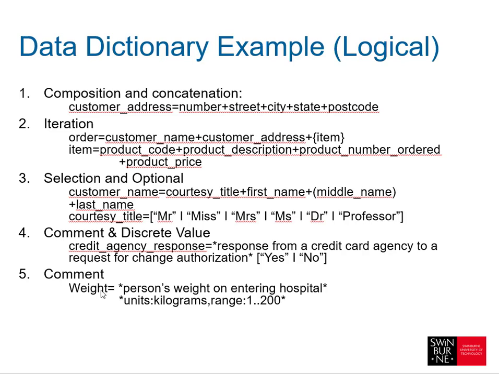And then the final one is again another example of a comment. Weight, what do you mean by the weight? Weight is the person's weight on entering the hospital. The unit of weight is kilograms, range is between 1 to 200. Right, so we describe this weight detail using a comment because there's no other way to describe it using the notation, so we use the comment symbol.